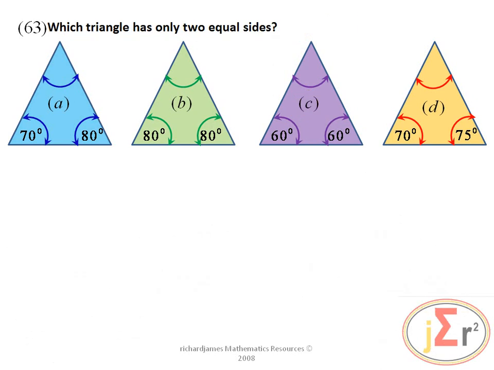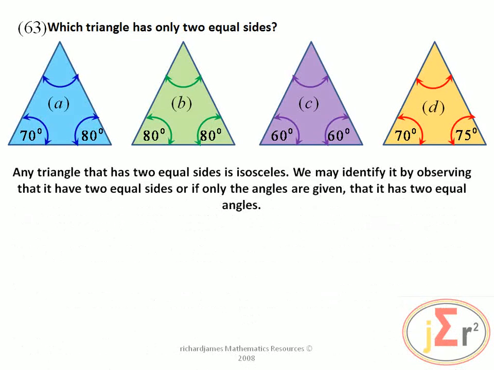Which triangle has only two equal sides? Any triangle that has two equal sides is isosceles. We may identify it by observing that it has two equal sides, of course. That's not going to be strange. So we will identify that by looking at the fact that it has two equal sides, or, if only the angles are given, that it has two equal angles.